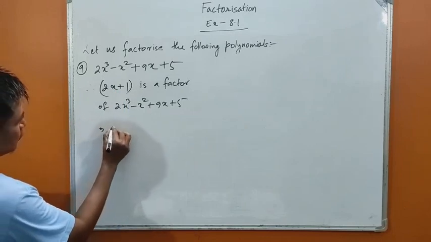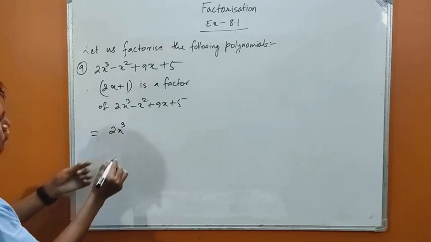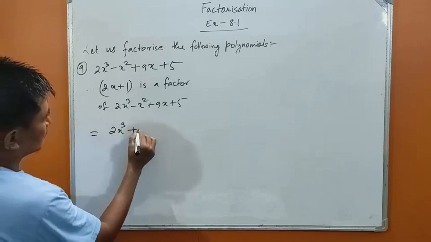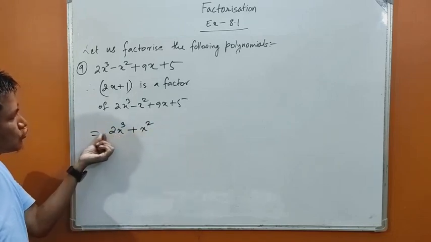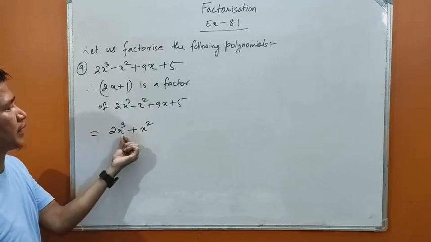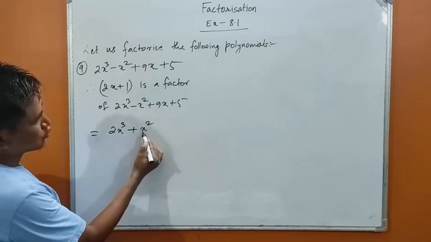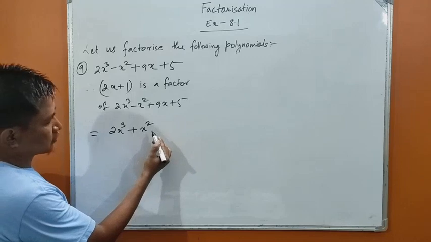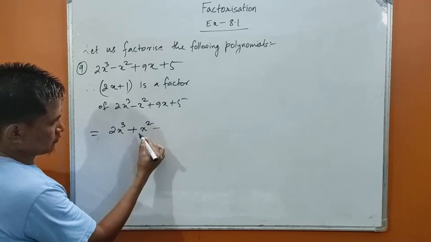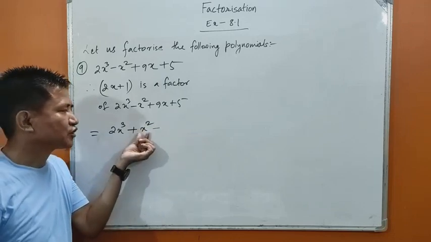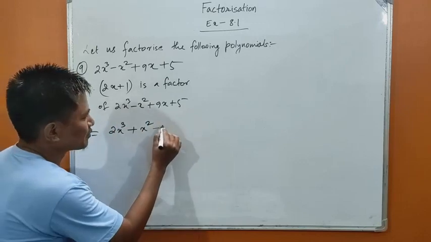Or 2x cubed equals 2x cubed plus x squared. If I take x squared common, 2x plus 1 remains within the bracket, isn't it? So I wrote plus x squared, and I need to balance this plus x squared with minus x squared. Minus x squared is already there, so this minus x squared and that minus x squared becomes minus 2x squared.